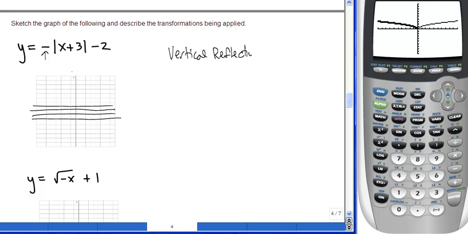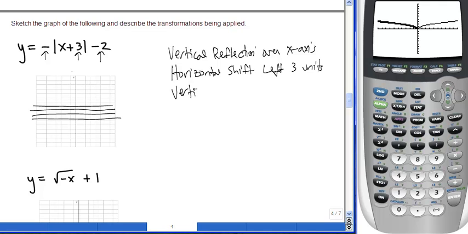over that x-axis. Then the +3 on the inside, remember when it's on the inside, that's a horizontal change, so it's a horizontal shift, and it's going to go backwards from what we would expect. So a +3 you think go right, but it actually is going to go left 3 units. And finally, the -2 on the outside of the function, when it's outside, it's a vertical change. So this is going to be a vertical shift, and because it's minus, that means we're going to go down 2 units. So let's put this all together into our graph.